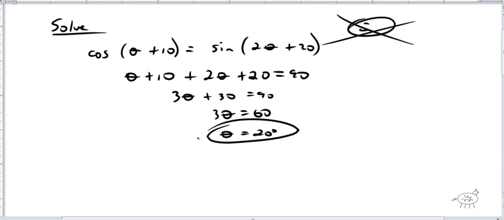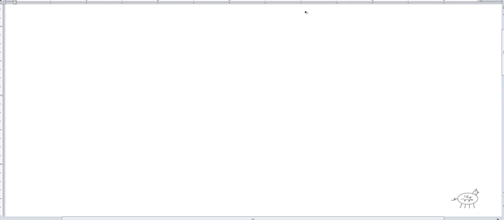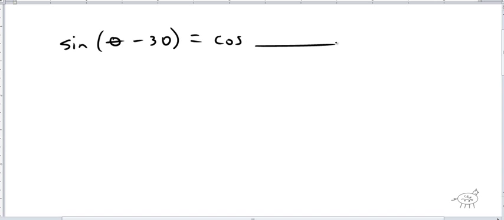One other problem is if I tell you the sine of theta minus 30 equals, and I say, well, of course, what's the cofunction of that? You're going to say it's going to be cosine of blank. If you're given a problem like that, the way you solve it is 90 minus that value. Just like if I told you sine of 20 degrees, wouldn't you say, oh, 90 minus 20, it's 70? So you say 90 minus theta minus 30.